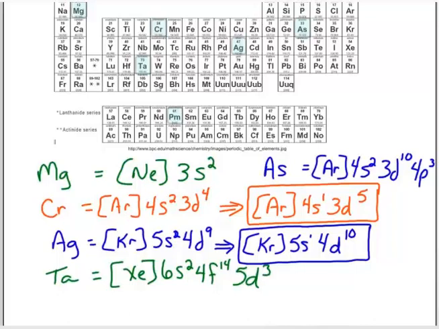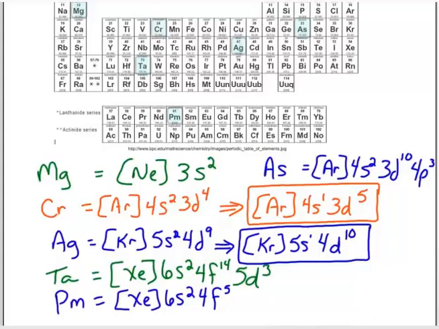The last element we're going to take a look at is promethium, element 61. Promethium is also in row 6, so we're going to have xenon again as our kernel, so 6s2, 4f. All right, if we count over, we have 1, 2, 3, 4, 5, 4f5. So there we are with our electron configuration for promethium.